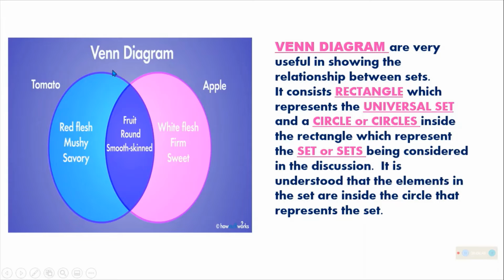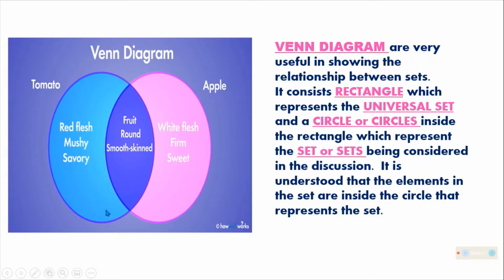So, for example, this is set A. Set A has red flesh, mushy, savory, fruit, round, smooth skin. And then set B has what? White flesh, firm, sweet, fruit, round, smooth skin. And then yung wala sa set, yung apple and tomato. Pero lahat ng yan, nasa loob ng rectangle ay universal set.